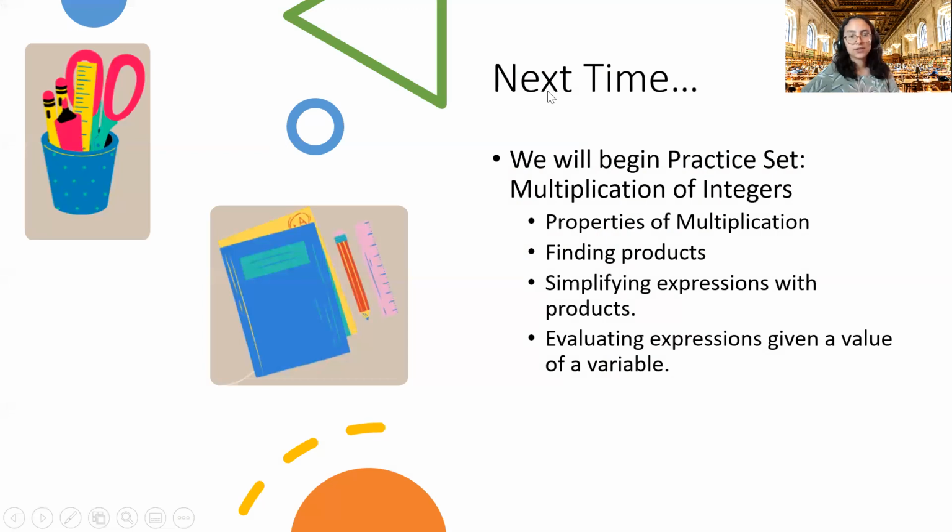So that is a conclusion of our discussion of multiplying real numbers. Next time we're going to begin our practice set where we will get more problems and more examples to work on. Our emphasis will be on finding products, simplifying expressions with products, and evaluating expressions given a value of a variable, which is what we did today. But we'll give you more opportunities for you to practice on your own as well.